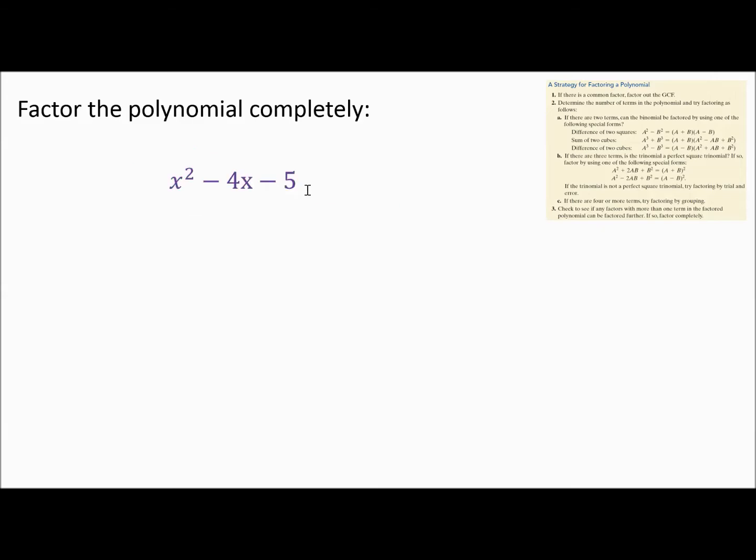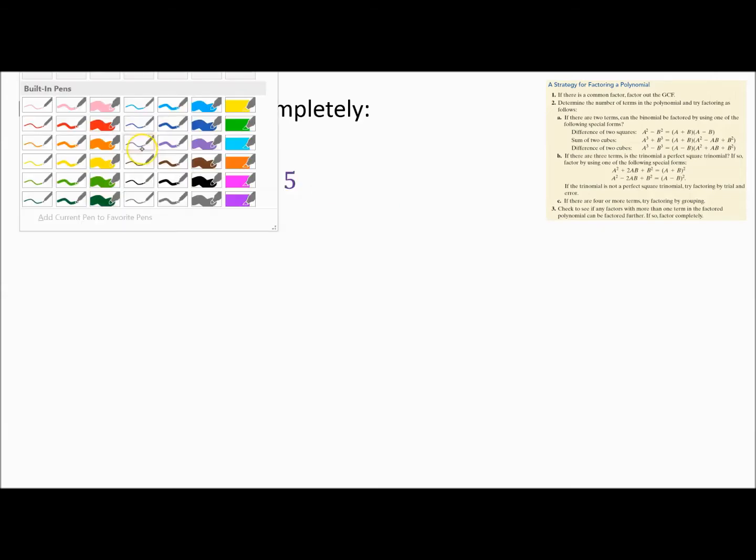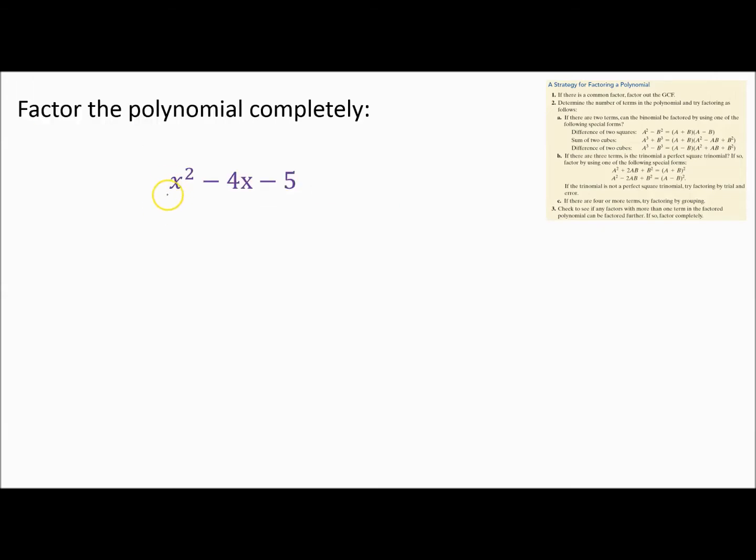Let's try another one. Okay, so this time notice we have a leading coefficient of 1. It is in descending order, as it should be. So we're trying to find numbers that multiply to be -5 and add to be the middle coefficient, -4. You see that? So multiply to be the constant and add to be the middle number, -4. Now you have to start thinking of numbers that multiply to be -5. Now let's wait a minute. To multiply to be a negative number, you need one positive and one negative.